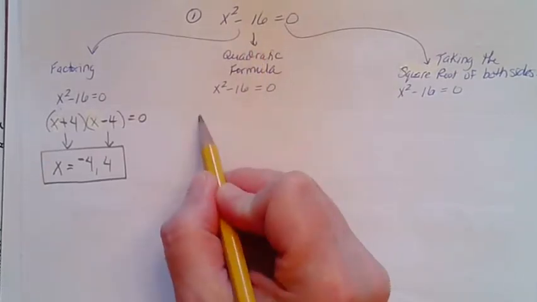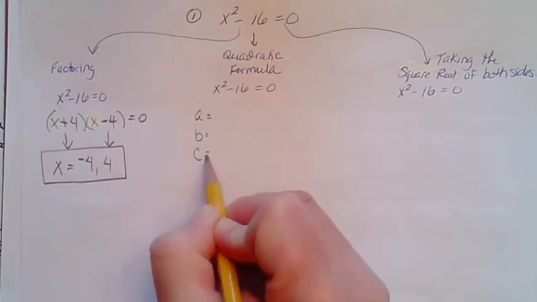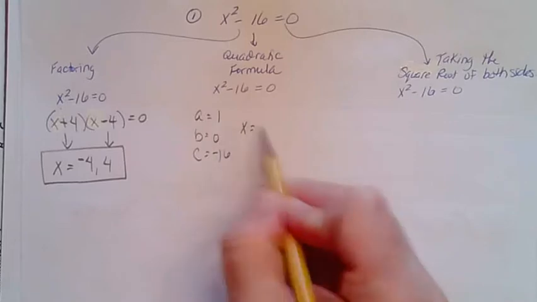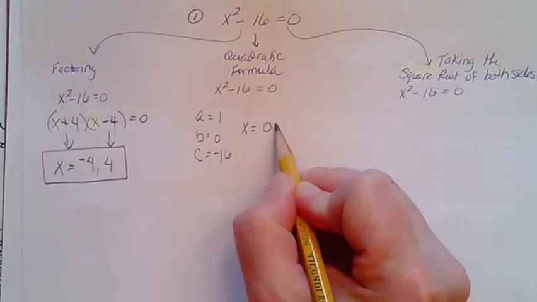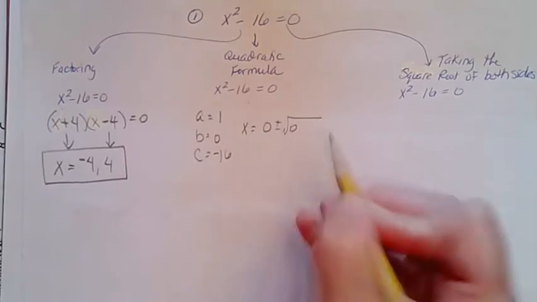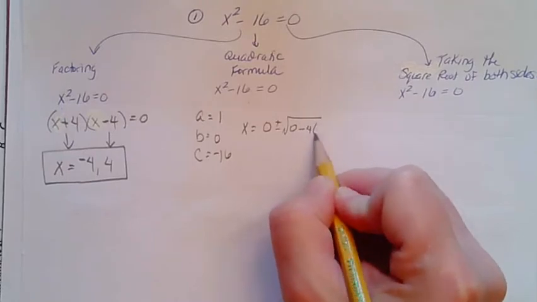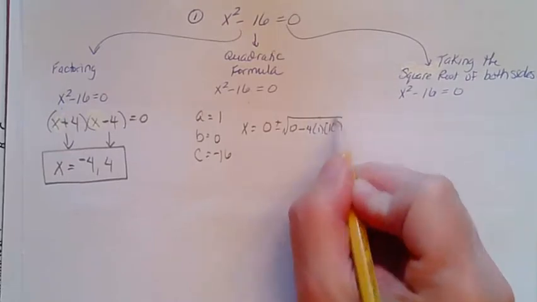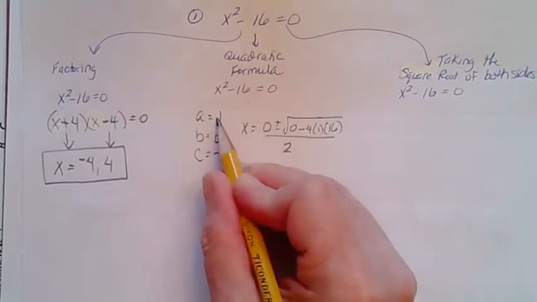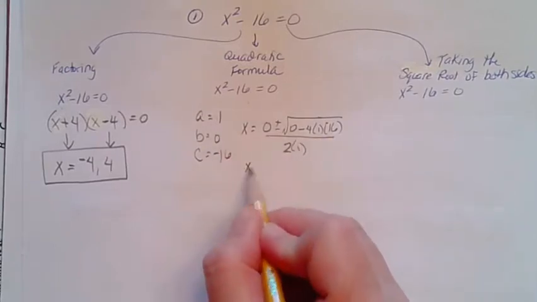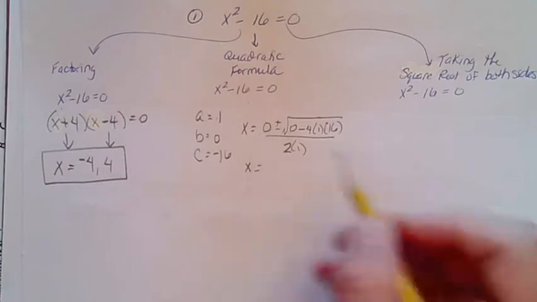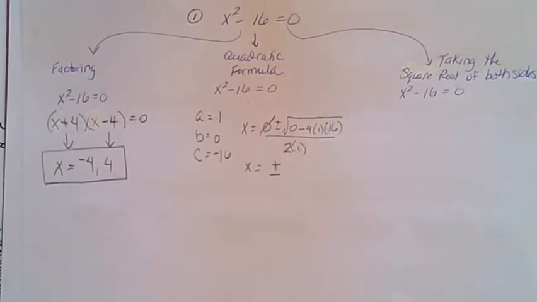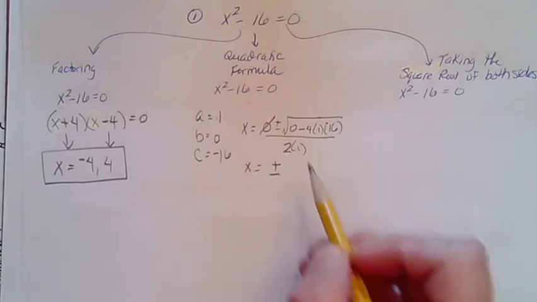Quadratic formula. a equals 1, b equals 0, c equals -16. So x is equal to -b, which is 0, plus and minus the square root of b squared minus 4 times a times c, -16, all over 2 times a. x is equal to 0. If you're not adding or subtracting anything, you don't need to have a number there. So it is going to be plus or minus.